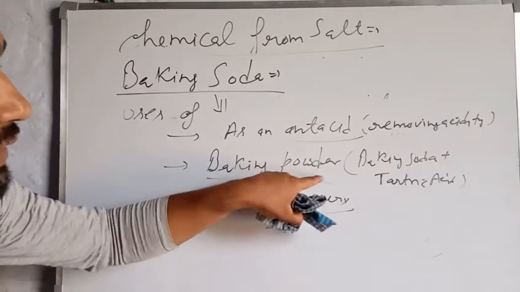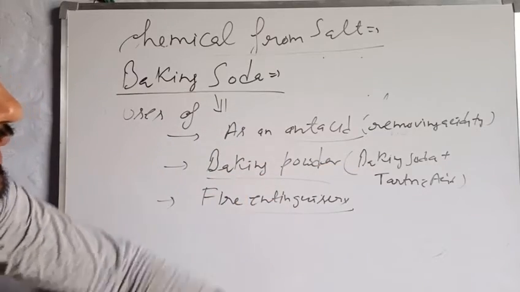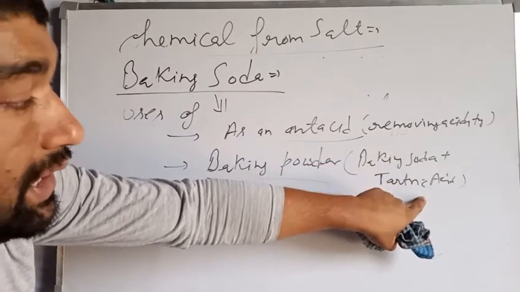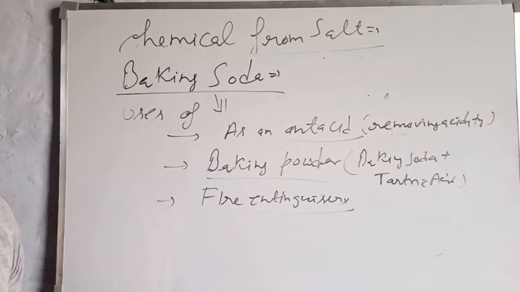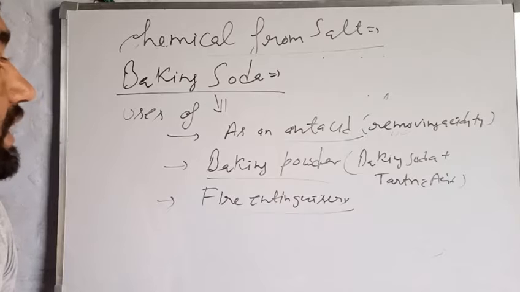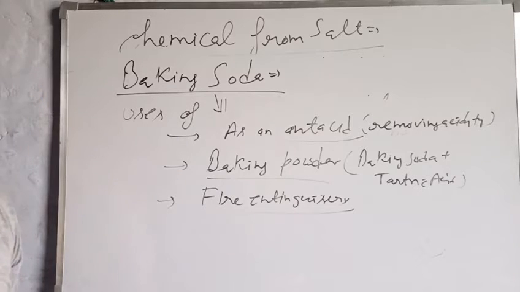Next is the baking powder. You can make the baking powder with the help of baking soda plus tartaric acid, and it can also be used in the fire extinguisher. Okay, let's quickly move to the next topic. If you have any doubt, you are most welcome to comment.